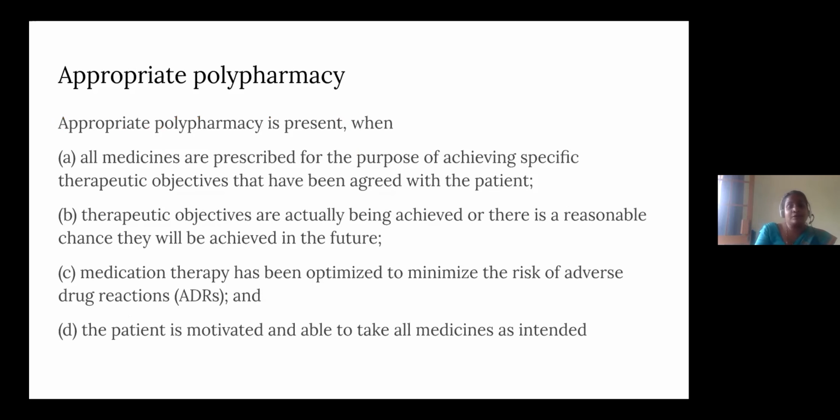What is appropriate polypharmacy? Appropriate polypharmacy is present when all medicines are prescribed for the purpose of achieving specific therapeutic objectives that have been agreed with the patient. Therapeutic objectives are actually being achieved, or there is a reasonable chance they will be achieved in future. Medication therapy has been optimized to minimize the risk of adverse drug reactions, and the patient is motivated and able to take all medicine as intended.